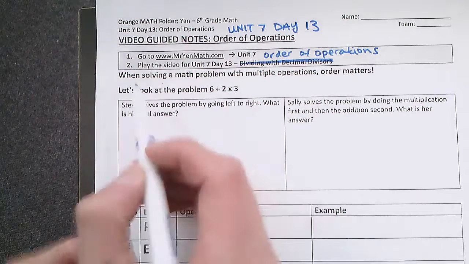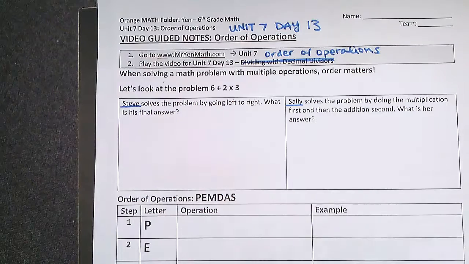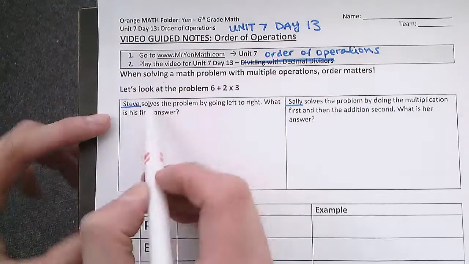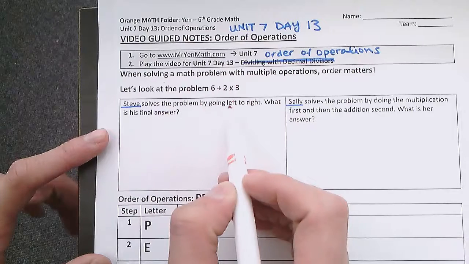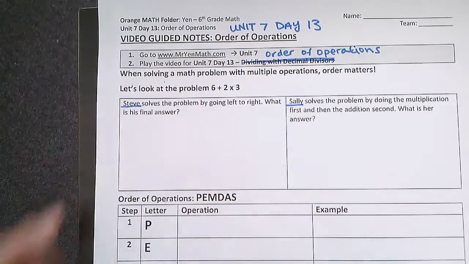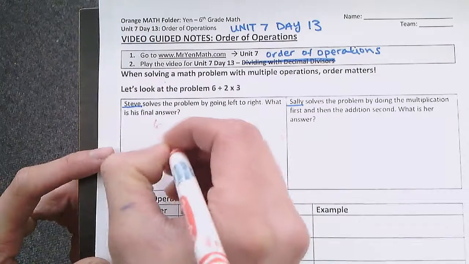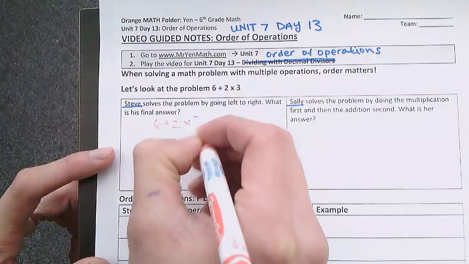So we have two people. We have Steve and we have Sally. Let's look at Steve's way first. It says Steve solves the problem by going left to right. And what is his final answer? So let's do it Steve's way. We have 6 plus 2 times 3.